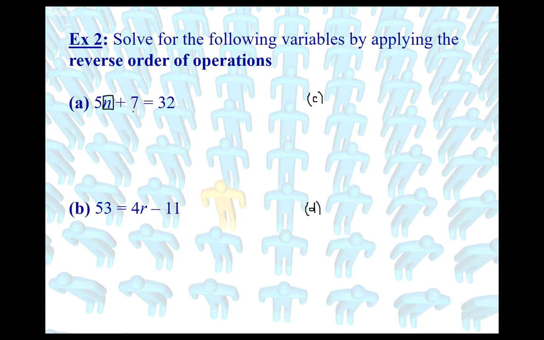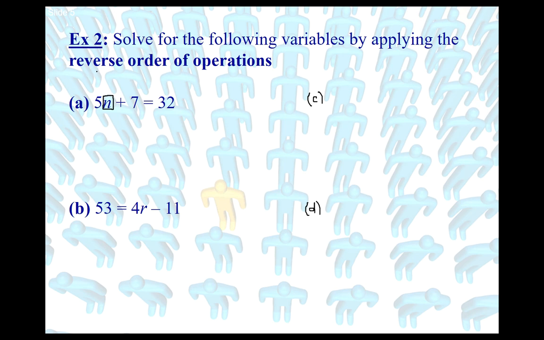Now, there are two reasons that the n is not isolated right now. It's being multiplied by 5 and it's being added to 7. So the question is, what do you do first? Do you take care of the 5 first because it's being multiplied, or the 7 first because it's being added? Well, we use the reverse order of operations.